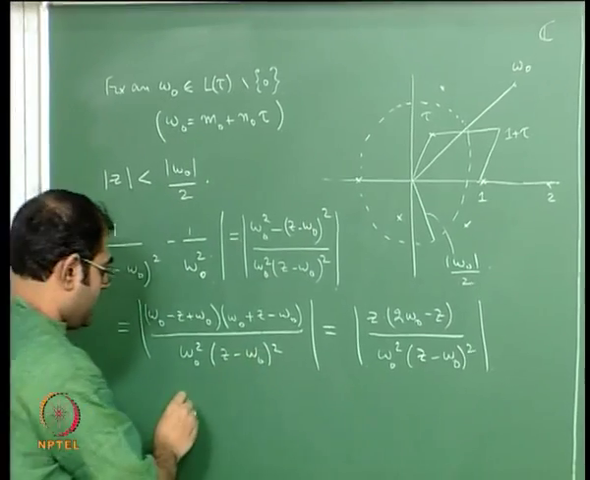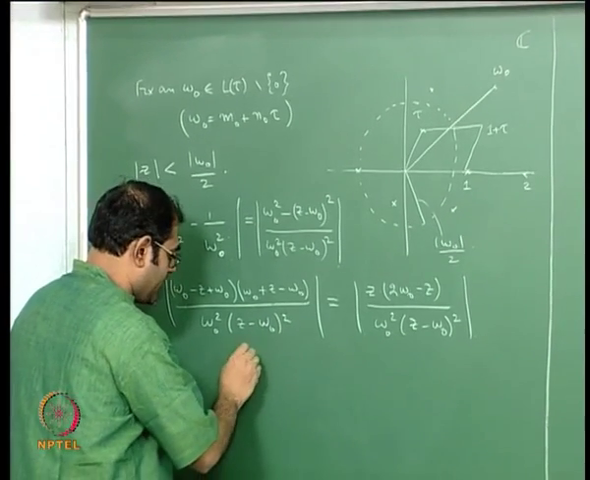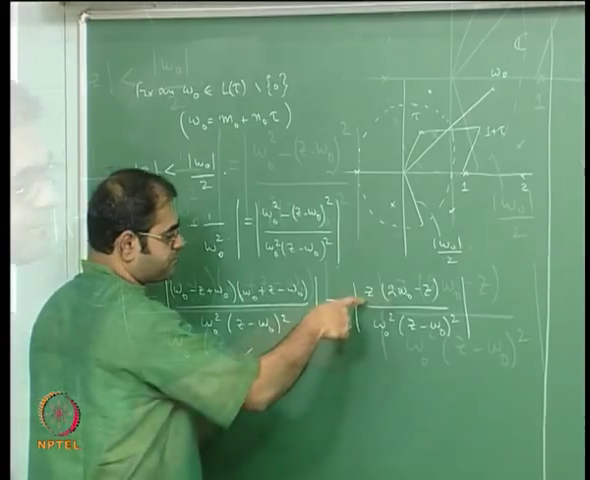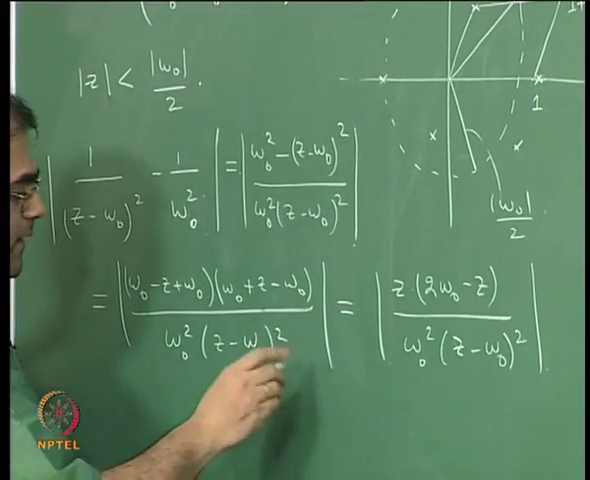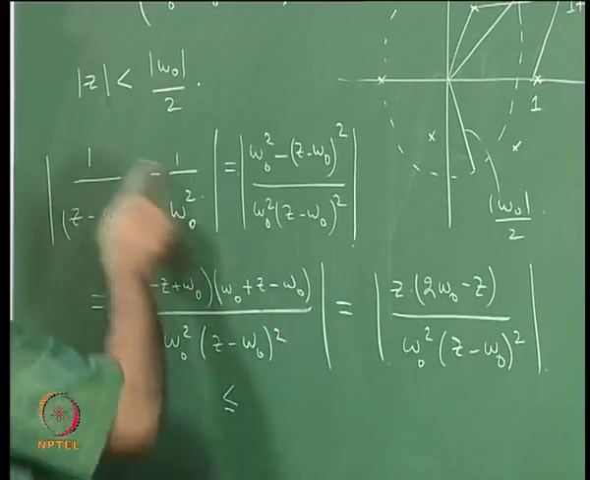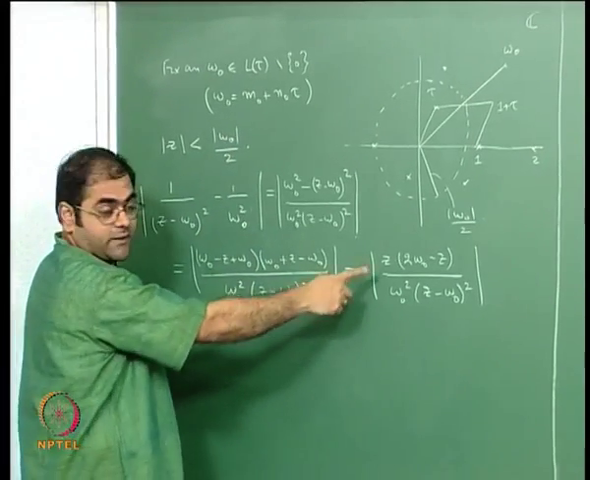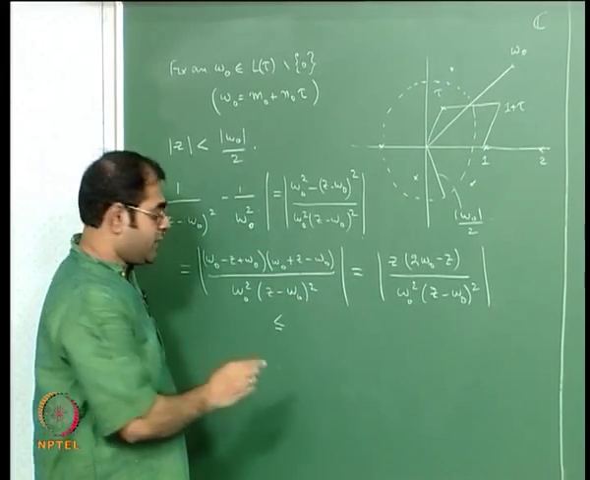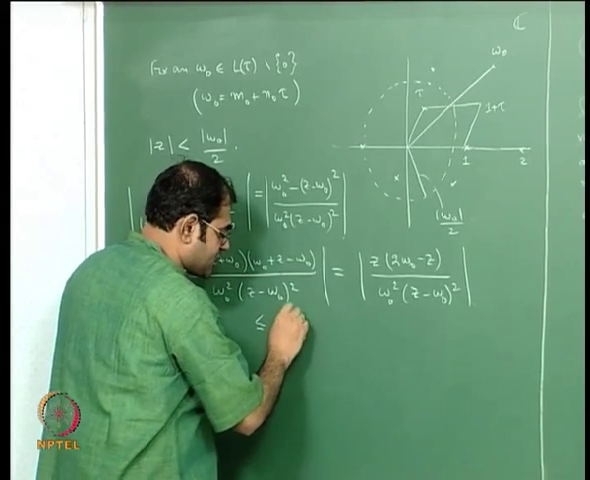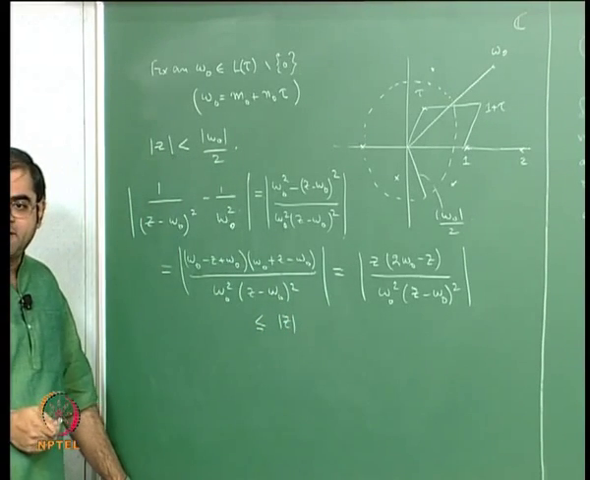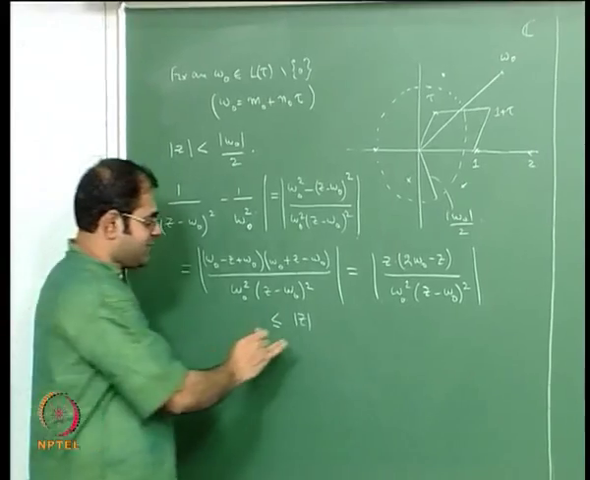And if I estimate this, I will get that this is less than or equal to... of course I can replace this z by mod omega naught by 2 in the numerator, but I do not do it purposely. So I will keep this mod z as it is. You will see why I am not doing it, the reason for that.